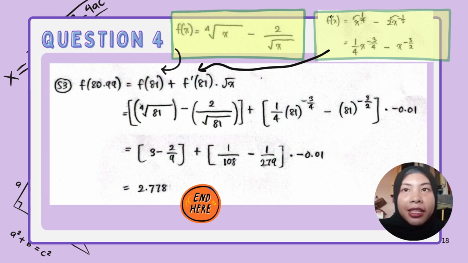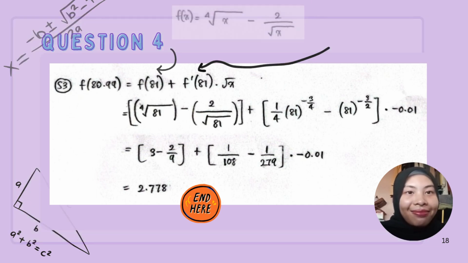And also to mention that the 1/4 actually comes from the derivative function f'(x). So all of that we need to substitute, but the x we need to change with 81. And then after all, when we simplify all of the numbers together, the final answer is 2.778, in 3 decimal places. That's all.